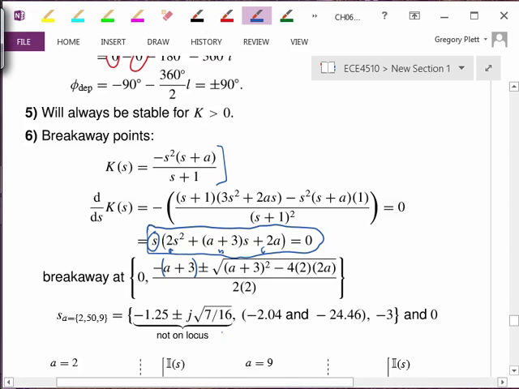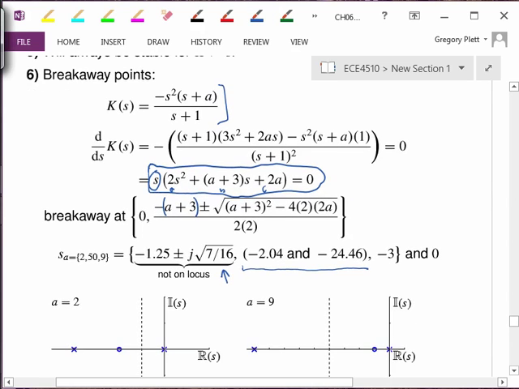So when A equals 2, these are the solutions, but we can plug that back into the equation and find out that 1 plus kg of s is not equal to 0. So in fact, that value of s is not on the root locus. It's an extraneous point. So when A equals 2, there are in fact no breakaways on this root locus except for the one at s equals 0. However, when A equals 50, I do have two breakaway points. I've got one at minus 2-ish and one at minus 24.4-ish, which is interesting. And when A equals 9, I've got one at negative 3.